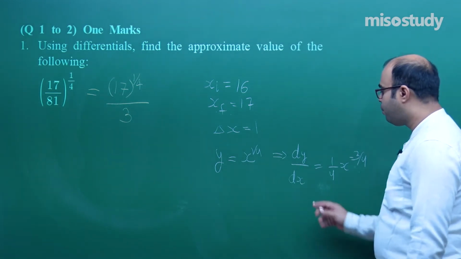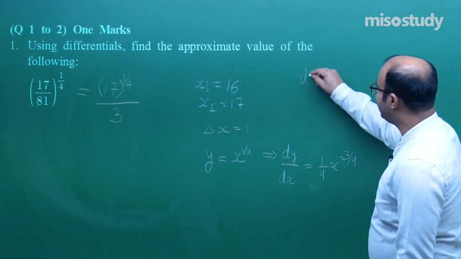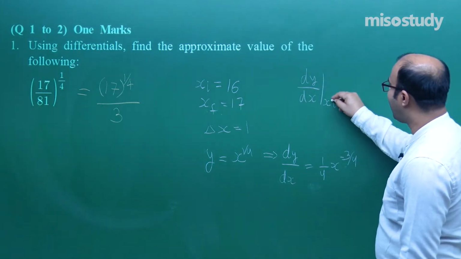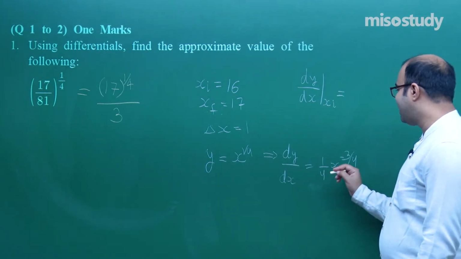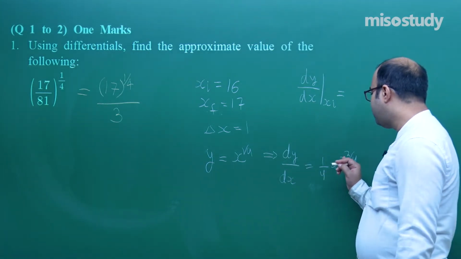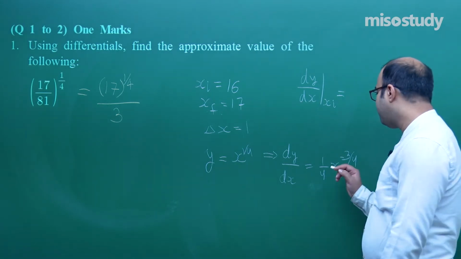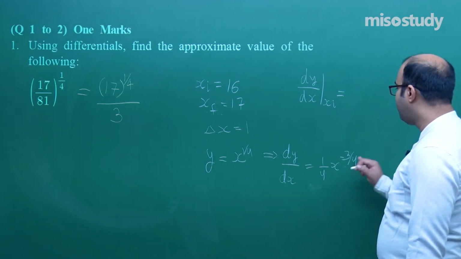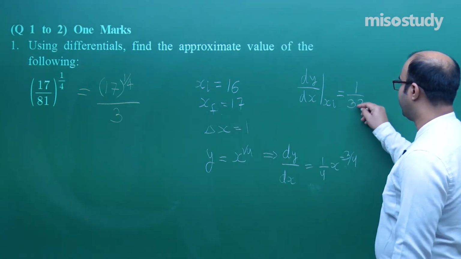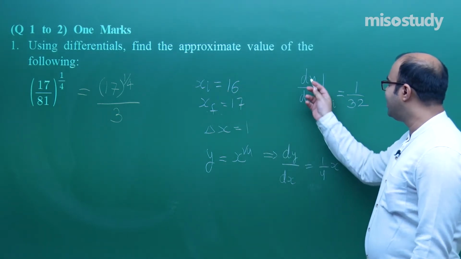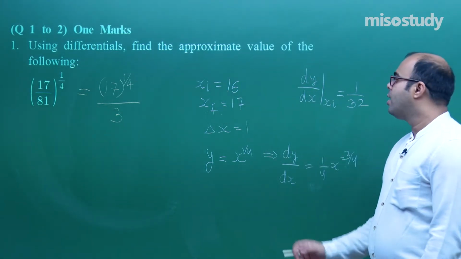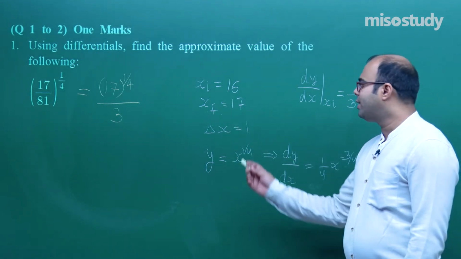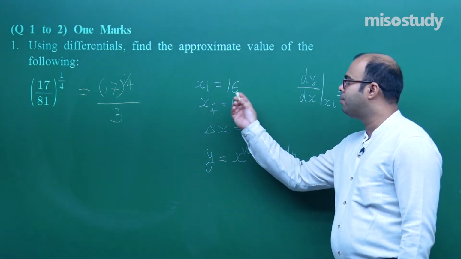And if we talk about the point 16, dy by dx at the point 16, which we can say is xi. So, at xi equal to 16, what will this value be? 16 to the power minus 3 by 4: the fourth root is 2, and 2 to the power minus 3 is 1 by 8. So, this will become 1 by 32 after calculation. At xi equal to 16, the derivative of y is 1 by 32. The final value it has reached is 17, so delta x is 1. We are assuming that this 1 is relatively smaller than the number 16.